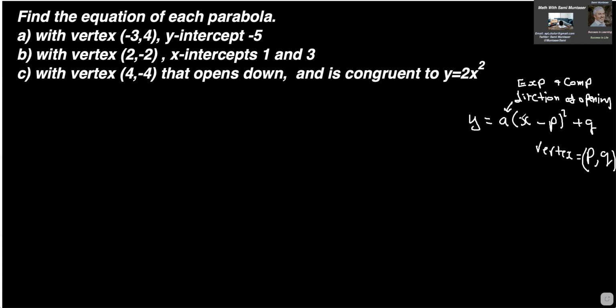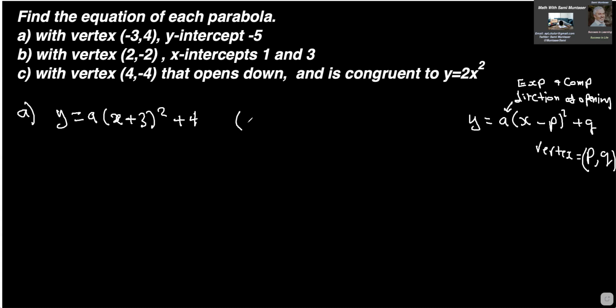So if the parabola opens up, A is positive. If the parabola opens down, A is negative. Now, let's start solving the first question here, A. They told me the vertex, so I'm going to fill in the vertex: y equals a(x plus 3) squared plus 4. So always, because it's x minus p, and p is negative 3 for question A right here, so minus negative 3 is going to be plus 3.